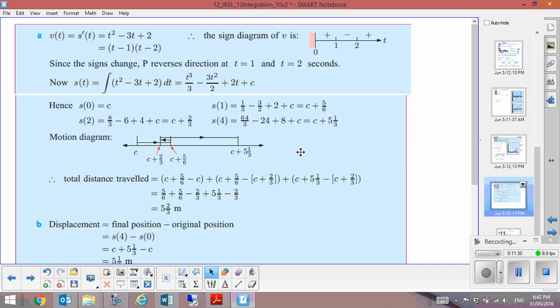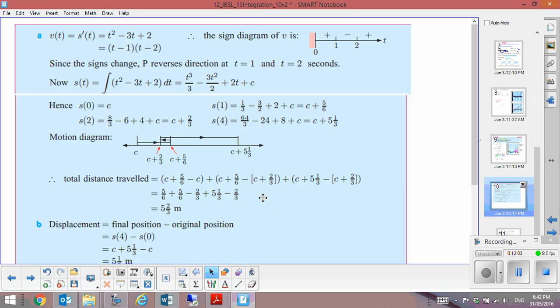So now, to me, this is quite a complicated way. They've found the different positions at 1, 0, 1, 2, and 4, and then subtracted them. So you can see this first bit here is how far has it travelled from s of 1 at 1 second. So it's c plus 5/6 minus c. So between 0 and 1 second, between 1 and 2 seconds, between 2 and 4. So it's, I think, quite complicated.